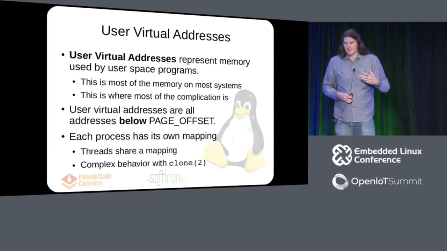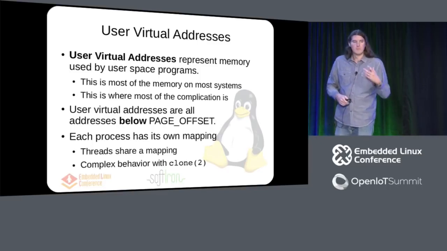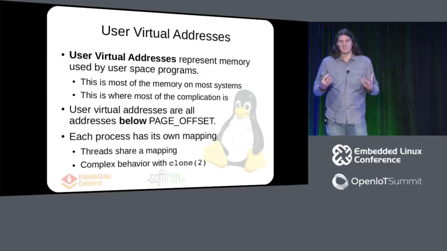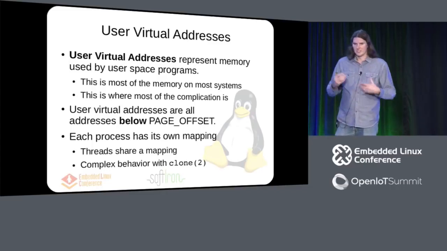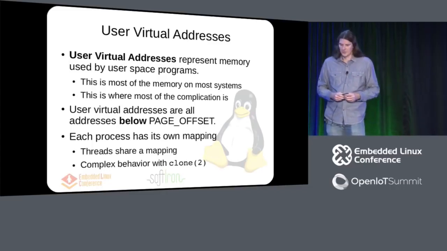So in user space, we have user virtual addresses. User virtual addresses represent the memory that's used by user space programs. So this is where most of the memory is on most systems, hopefully, right? The kernel exists to serve user space, so hopefully the kernel isn't using most of the memory. So most of our memory is going to be in this user region, and we'll have a user virtual address.